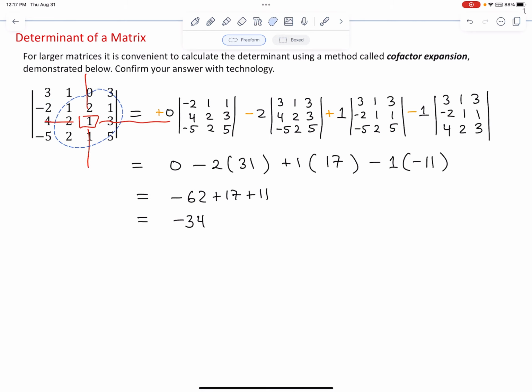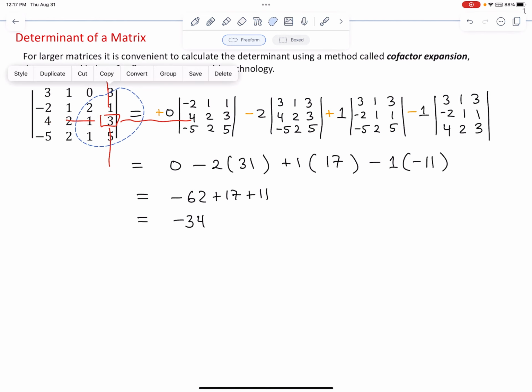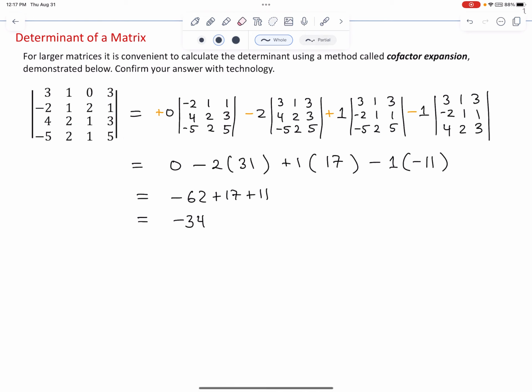And then we move here. This would be a positive 1 times the determinant of the 3 by 3 not crossed out. And then finally we would end on the 3, which is in a negative position, and it would be -3, therefore, times the 3 by 3 determinant not crossed out. And if you do it that way, in the end, you should still get -34.